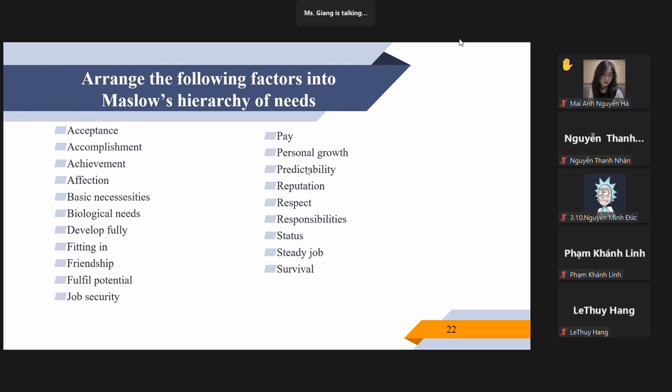Mai Anh, please. I think for the third level, we also have acceptance and affection. Love and belonging, we also have what? Acceptance and affection. Yes, we have the 5 needs in love and belongingness: acceptance, affection, fitting in, and friendship. Mine is correct. How about the others? Do you want to change something more?